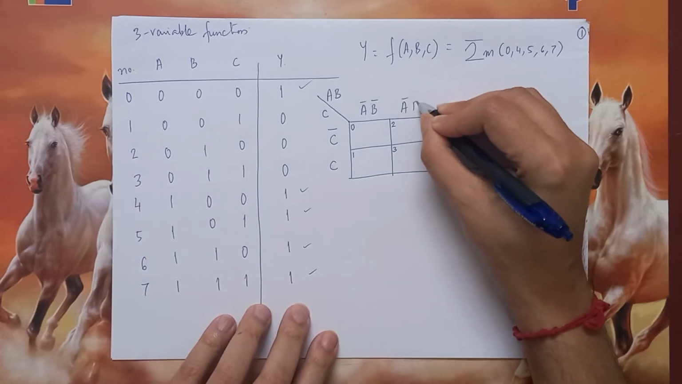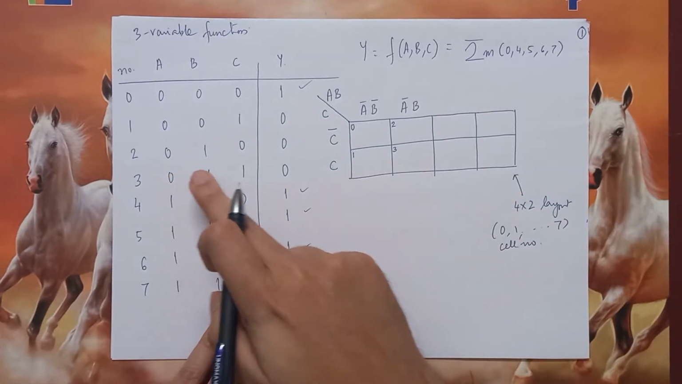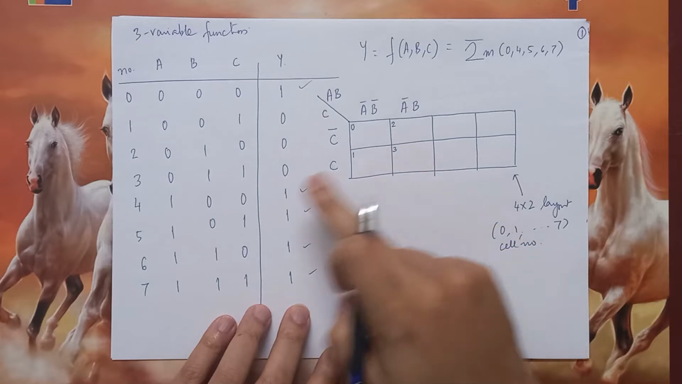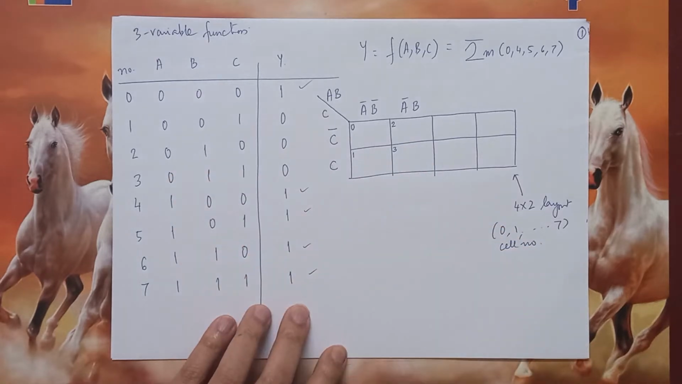So this will be A bar, B. And 3 will be A bar, B, C. So this is also valid. A bar, B, C indicates 3. That is 0, 1 and 1. Now comes the fun. What will be the number of this cell?